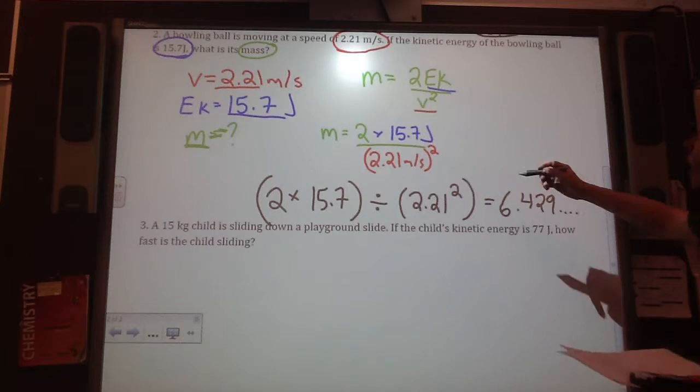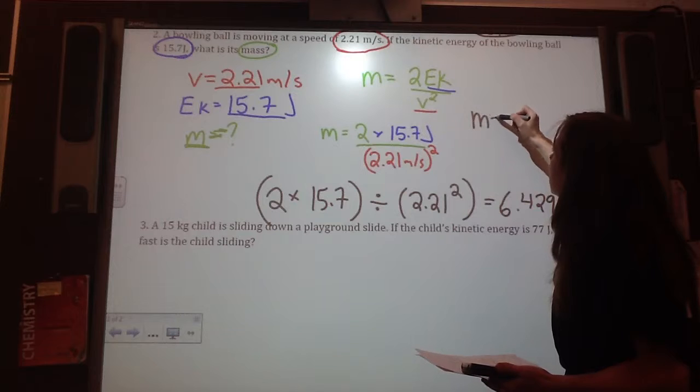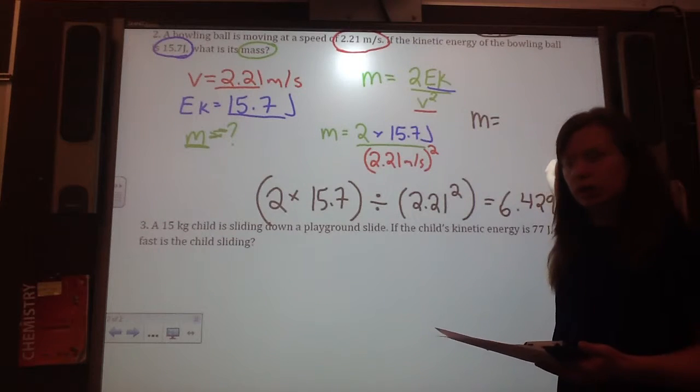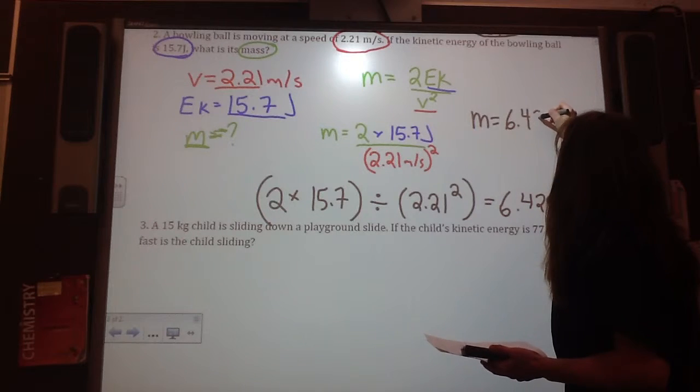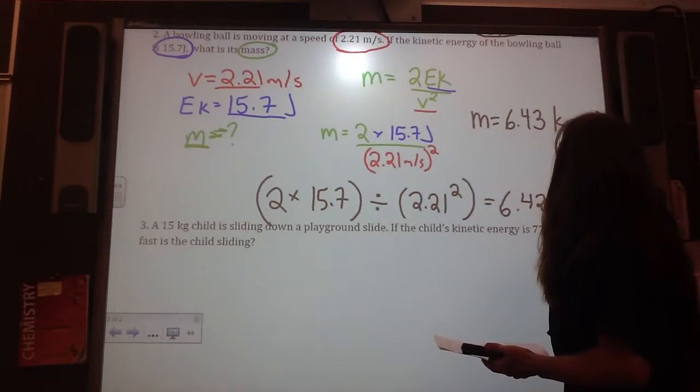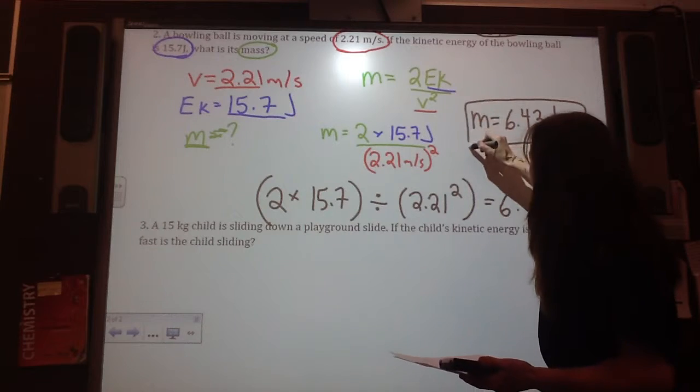Okay? So our answer needs to be in how many significant digits? 3. So 6.43 kilograms is our final answer.